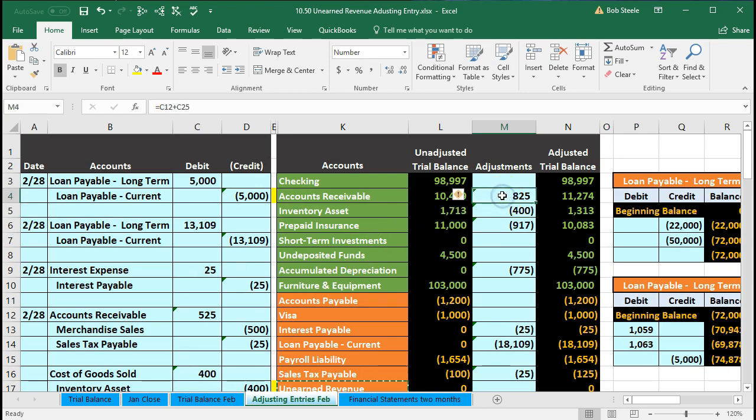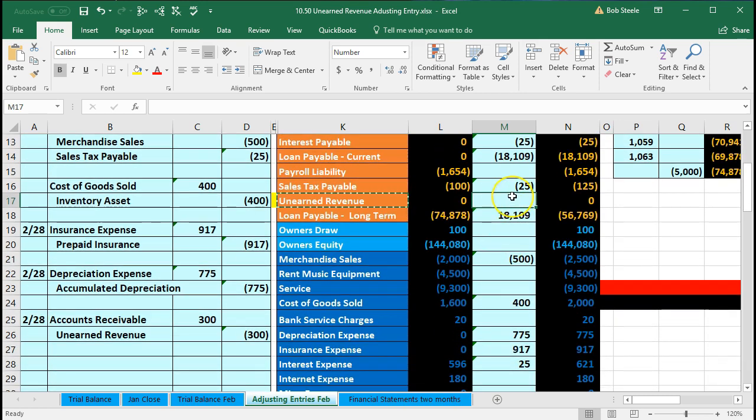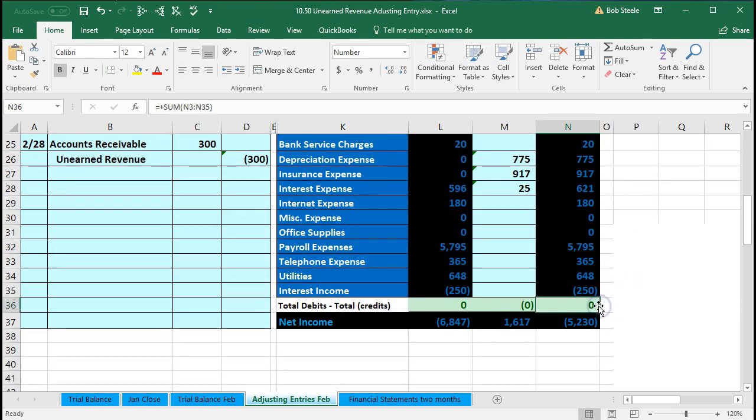We have adjusted the accounts receivable for the 300, and now we're going to go down to unearned revenue. So we're in unearned revenue. We are in cell M17. We're just going to select equals in M17 and point to that $300. So we're in equals and we're pointing that 300, and that's going to increase the unearned revenue in the credit direction to $300. That will then put us back in balance.